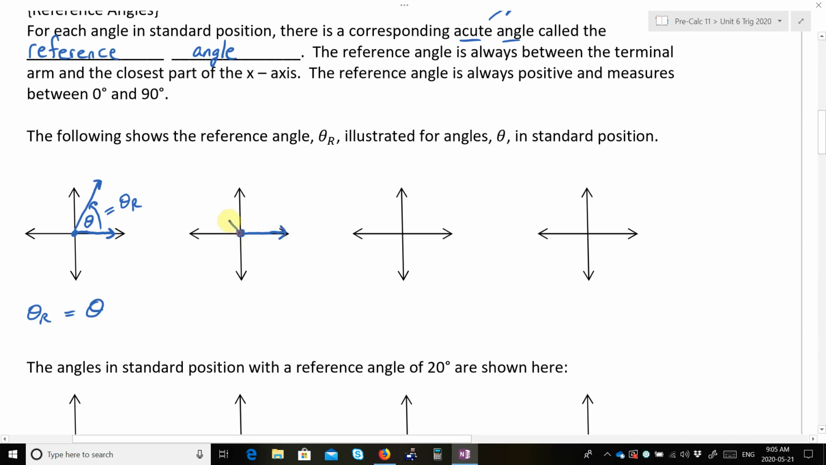If we draw an angle in standard position in the second quadrant like this, here's angle theta from the initial arm to the terminal arm. This time, guys, remember the reference angle is always between the terminal arm and the closest part of the x-axis. So the reference angle is here this time. That is theta reference, because it's from the terminal arm to the closer piece of the x-axis.